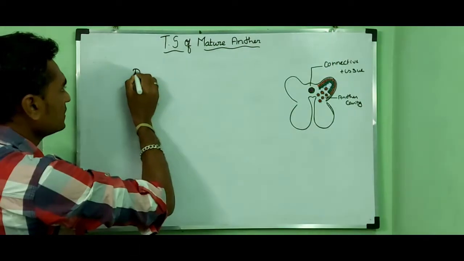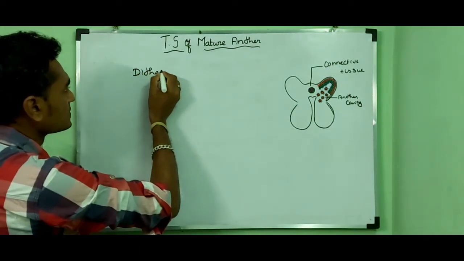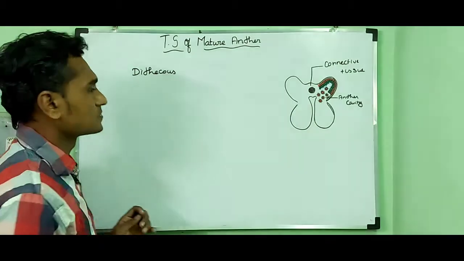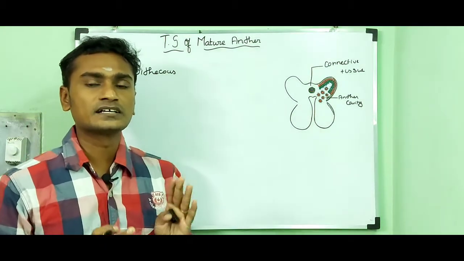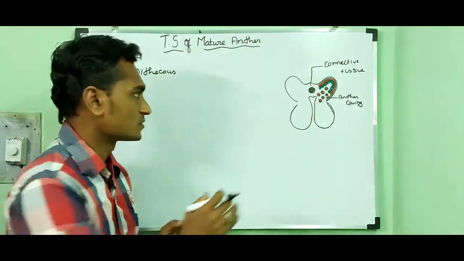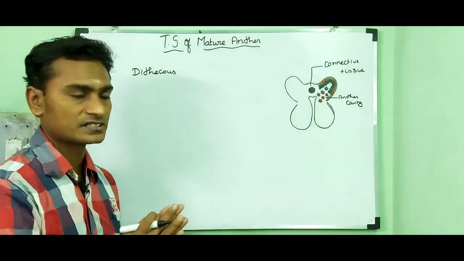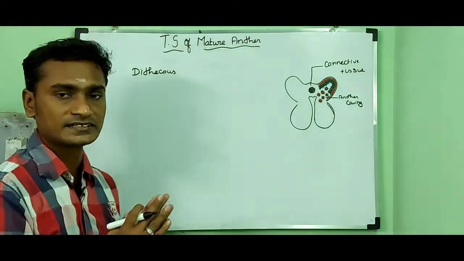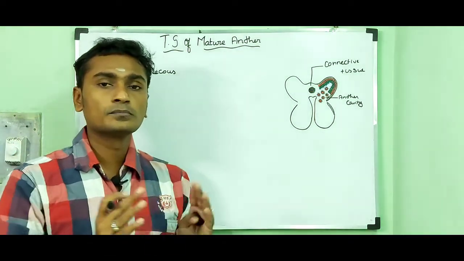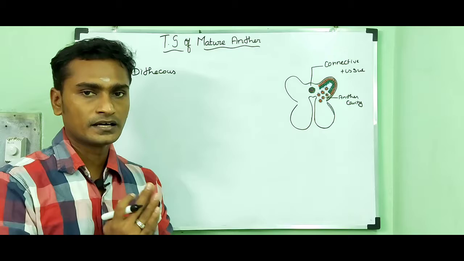The anther is said to be dithecous. So it contains two theca. Theca means a bag-like structure. So this anther, if you see, has two lobes. This is one lobe, this is one lobe. So we call it a dithecous anther. Theca means a bag-like structure.